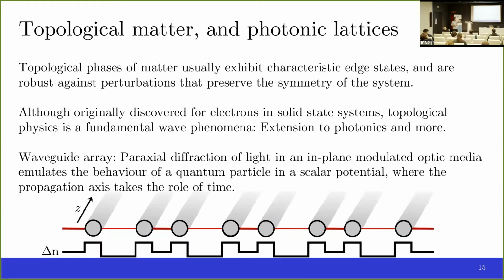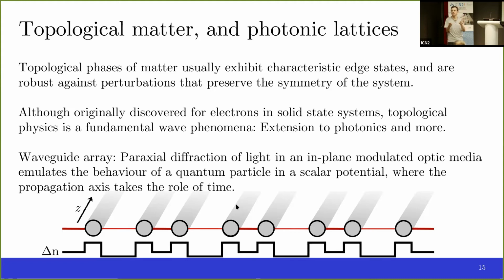Here we will start from the basis that we have in our hands, this wasn't experimental, but just to make the picture, a photonic lattice with topological properties. How is this? Well, topological physics was originally discovered and proposed for electrons in solid state systems, but topological physics is actually a fundamental wave phenomenon, and we can extend it to photonics, phononics, spintronics, and many other fields. So we can emulate the behavior of a spinless quantum particle with a photonic system by a waveguide array. How is this? Let's imagine we have a tight binding model given by this diagram over here, where we have the different sites, and the sites are connected by some coupling.